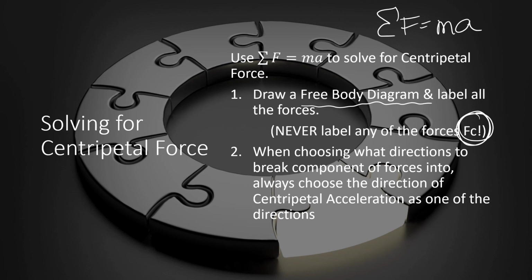Then when choosing which directions we want to break components into, how do we do this? You always need to make sure that you're orienting it so that one of the directions is the direction of the centripetal acceleration. So when you're thinking about how you're going to lay out your X's and your Y's, yes, there are going to be components to this, but make sure that one of the directions is the direction of centripetal acceleration.